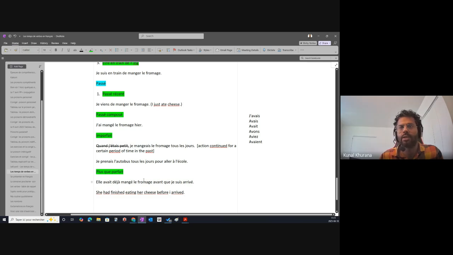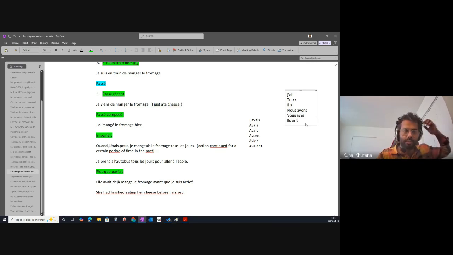So here we use avoir in l'imparfait, the imperfect form. But normally when we use passé composé, then we use avoir as well. In the passé composé, we just use the verb avoir in the present tense. That's j'ai, tu as, il a, nous avons, vous avez, ils ont. That's avoir in the present tense.